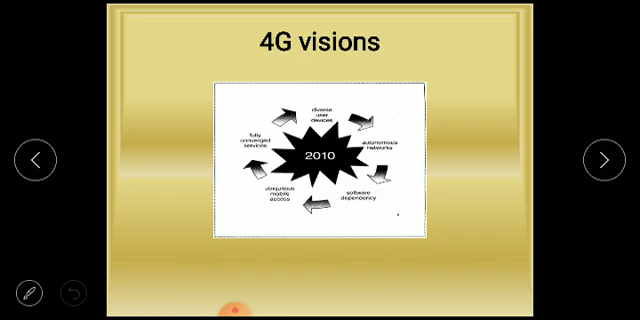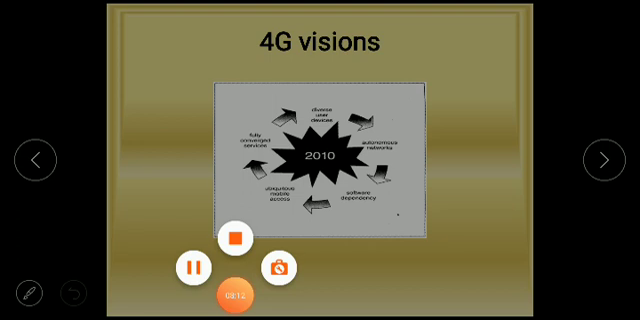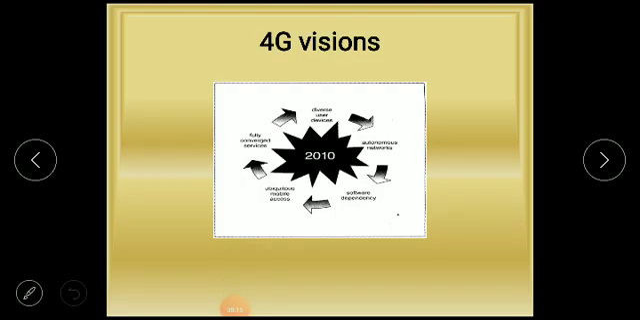And next, the vision of 4G, right? While developing, there are several visions in the 4G. The first one is fully converged services, the second one is diverse user devices, the third one is autonomous networks, the fourth one is software dependency, and the fifth 4G vision is ubiquitous mobile access, right? So these are the visions of the 4G technology, because in this diagram we are able to see the various visions, right?